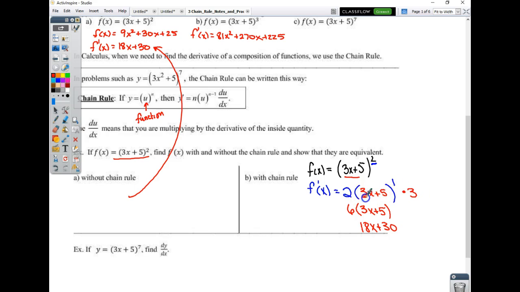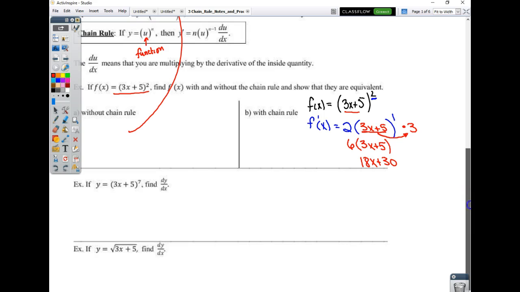The 3 is the derivative of that piece right here. So the derivative of that is 3. So a more complicated question, 3x plus 5 to the 7th power, can actually be done with relative ease. The 7th power is my outer piece. My inner piece is the 3x plus 5.